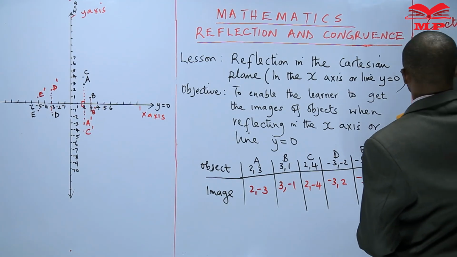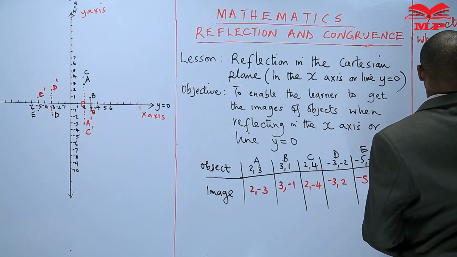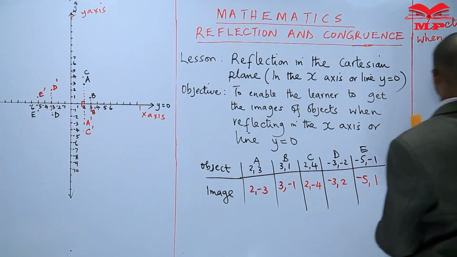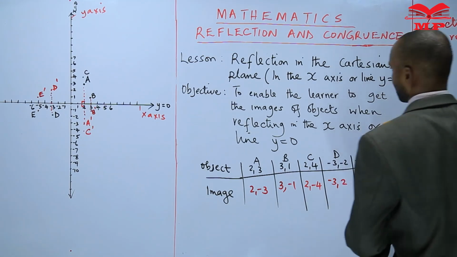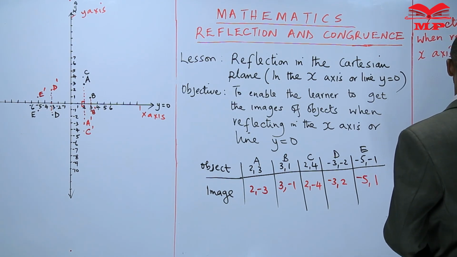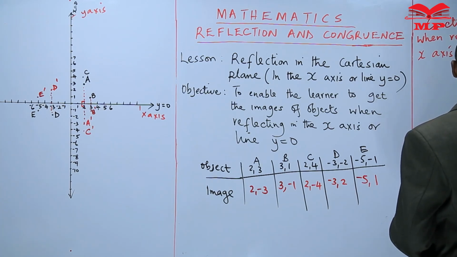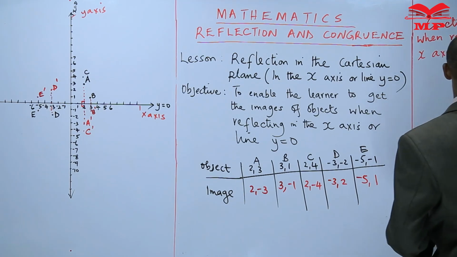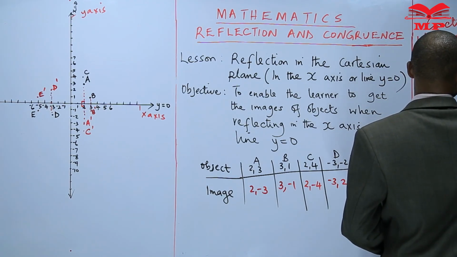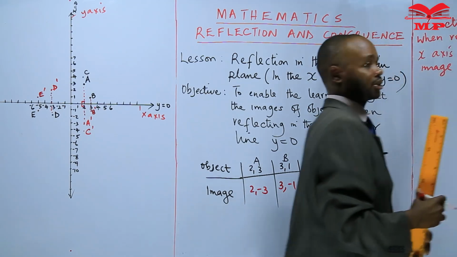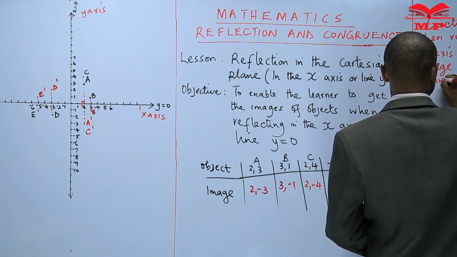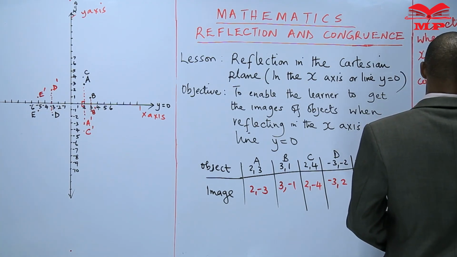Conclusion. When reflecting in the x-axis, an object AB becomes an image A negative B. In short, the y coordinate changes the sign.